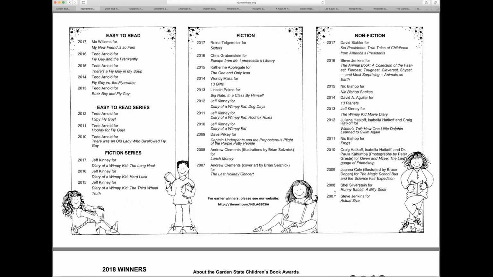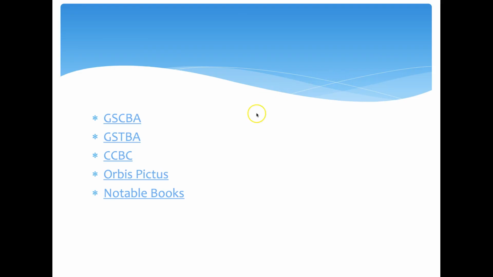Here we're looking at not only whether this is a high quality book, but also whether it's appealing to kids. So the original list that we develop is chosen with those criteria in mind, and then kids vote on it. So the winners tend to be books that are popular, as you can see here: Diary of a Wimpy Kid, Captain Underpants, but also Escape from Mr. Lemoncello's Library. So it can be a good place to go for books that you know will be popular.